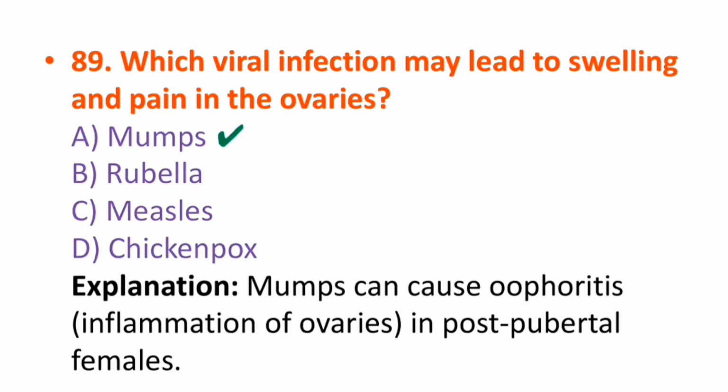Which viral infection may lead to swelling and pain in the ovaries? Option A, mumps; option B, rubella; option C, measles; option D, chickenpox. The correct answer is option A, mumps. Mumps can cause oophoritis, inflammation of the ovaries, in post-pubertal females.